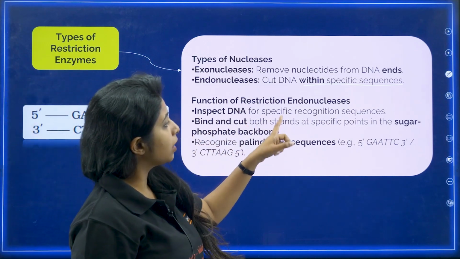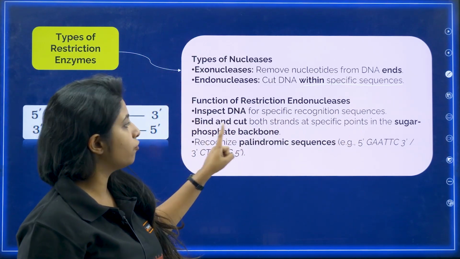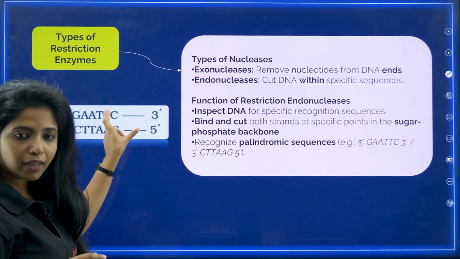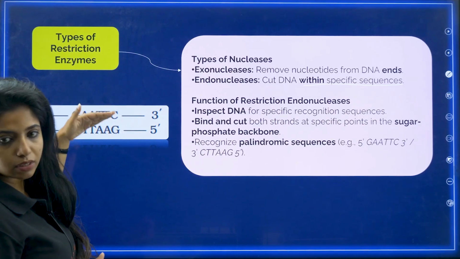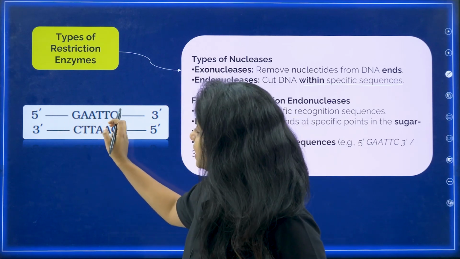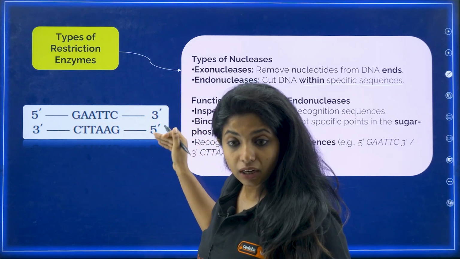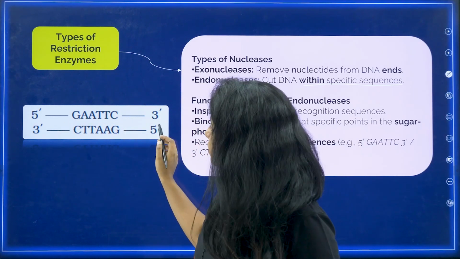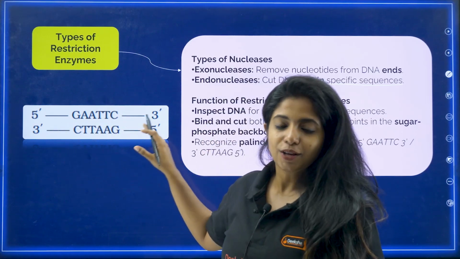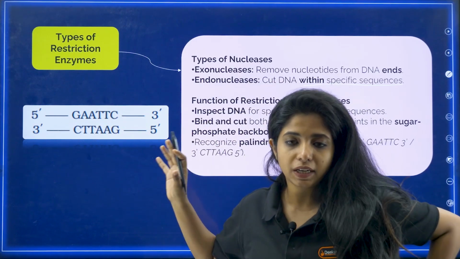Now, it will bind and cut both the strands at specific points in the sugar phosphate backbone. Please remember that the restriction sites will always be palindromic sequences. Over here, if you see 5' GAATTC 3', and you read from the opposite strand, the complementary strand also reads 5' GAATTC. So, these sites are known as palindromic sites. Restriction sites are always palindromic, my dear children.